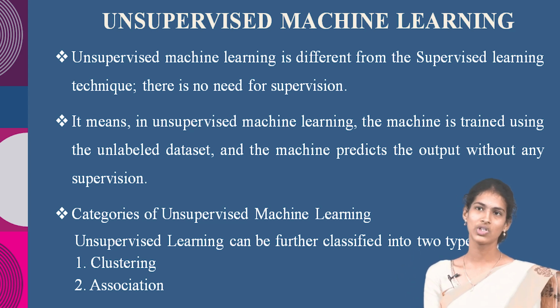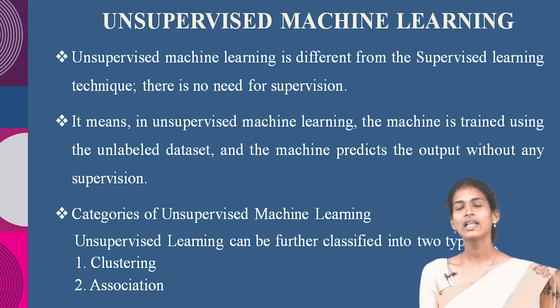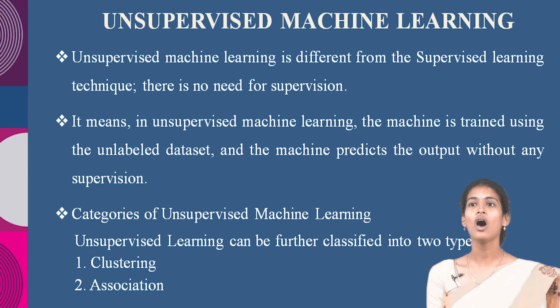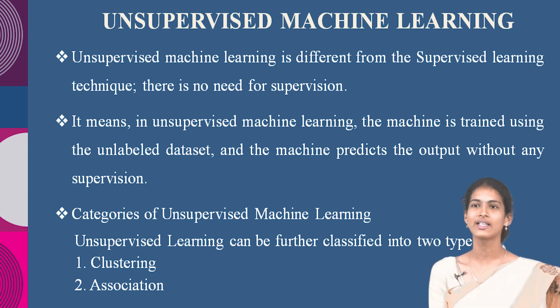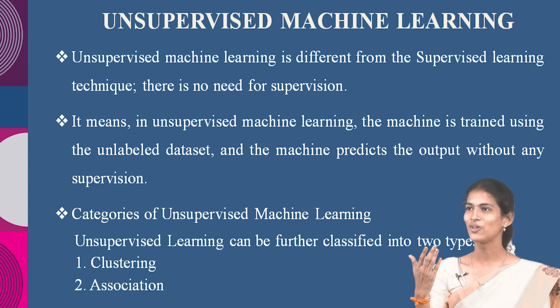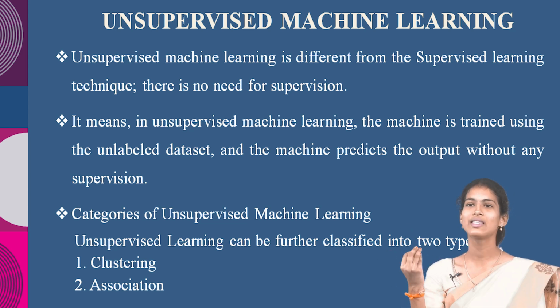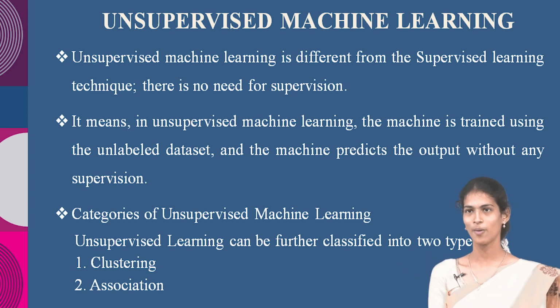Categorization of unsupervised machine learning. There are two types, clustering and association. The first type is clustering. The clustering technique is used when we want to find the inherent groups from the data. It is a way to group the objects into clusters such that the objects with the most similarities remain in one group and have no similarities with the objects of other groups. For example, a clustering algorithm is grouping customers by purchasing behavior. Some popular clustering algorithms: K-means clustering algorithm, mean shift algorithm, DBSCAN algorithm, principal component analysis, independent component analysis.